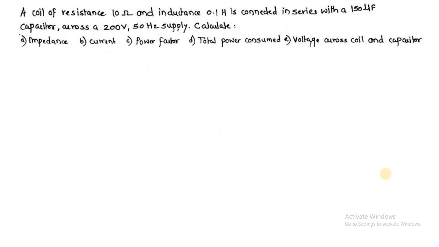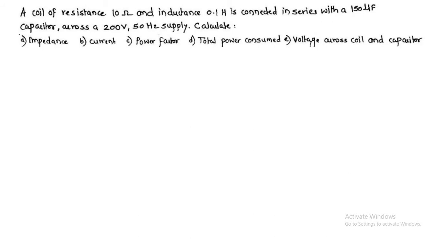Second numerical: a coil of resistance 10 ohm and inductance 0.1 Henry is connected in series with a 150 microfarad capacitor across a 200 volt, 50 hertz supply. Calculate impedance, current, power factor, total power consumed, and voltage across the coil and capacitor. Okay, now we want to find out impedance.